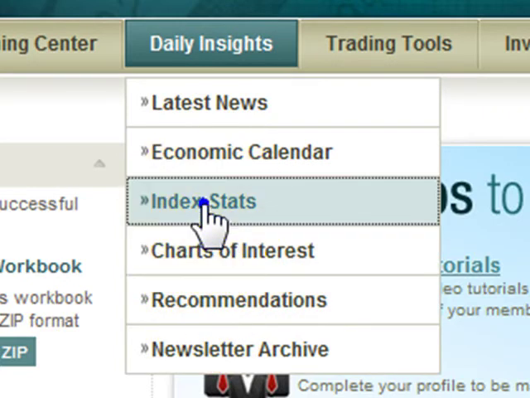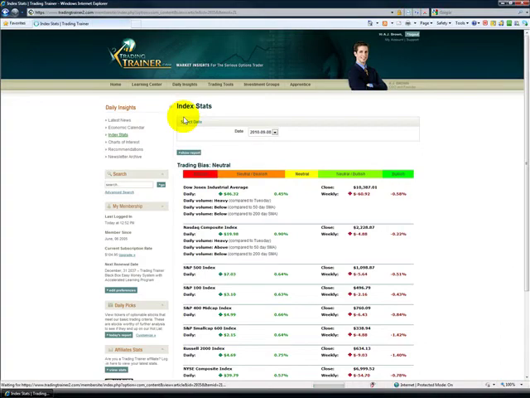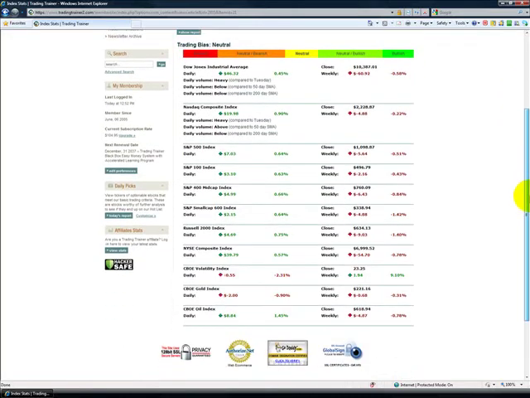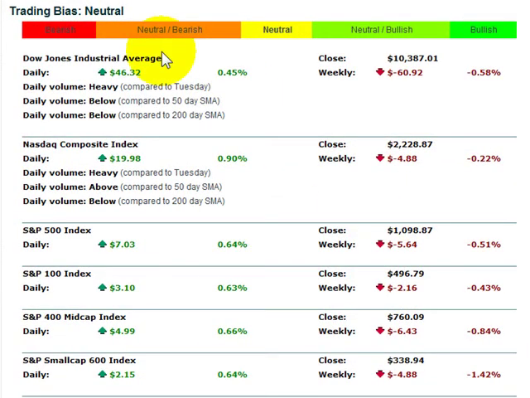In the meantime, let's go to index stats for this particular broad market analysis of this Charts of Interest video series. Trading bias is neutral. Industrials, shown by the Dow Jones Industrial Average, gained 0.45%. Tech stocks, shown by the NASDAQ Composite Index, gained 0.9%. And large caps, shown by the S&P 500 Index, gained 0.64%. NYSE volume was heavy, still below average. NASDAQ volume heavy and mixed average.